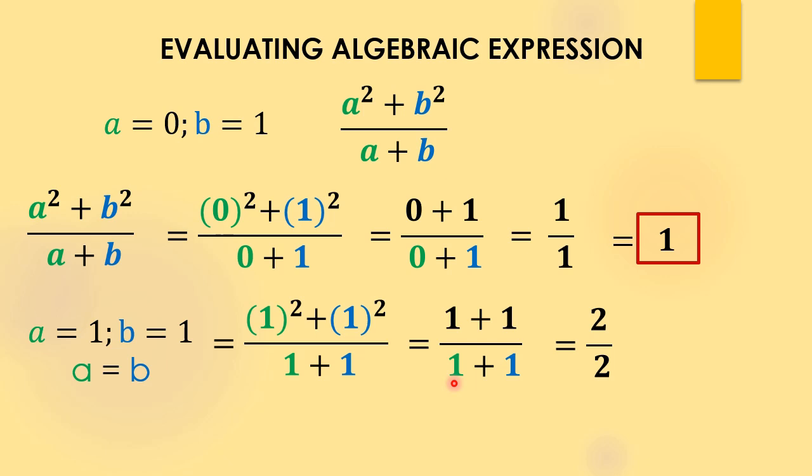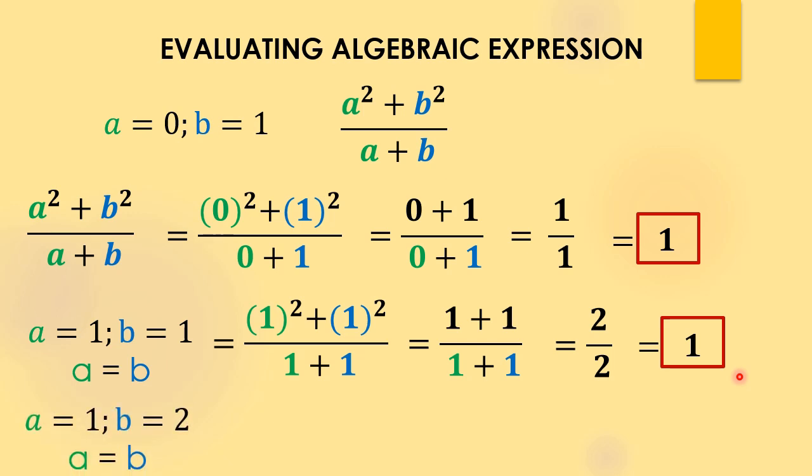Then you also add 1 plus 1 here. 1 plus 1 is 2. So 2 divided by 2. This is division, so divide these two numbers. So the answer is 1. So the value of our algebraic expression if a is equal to b, or if a and b have the same value, is 1.